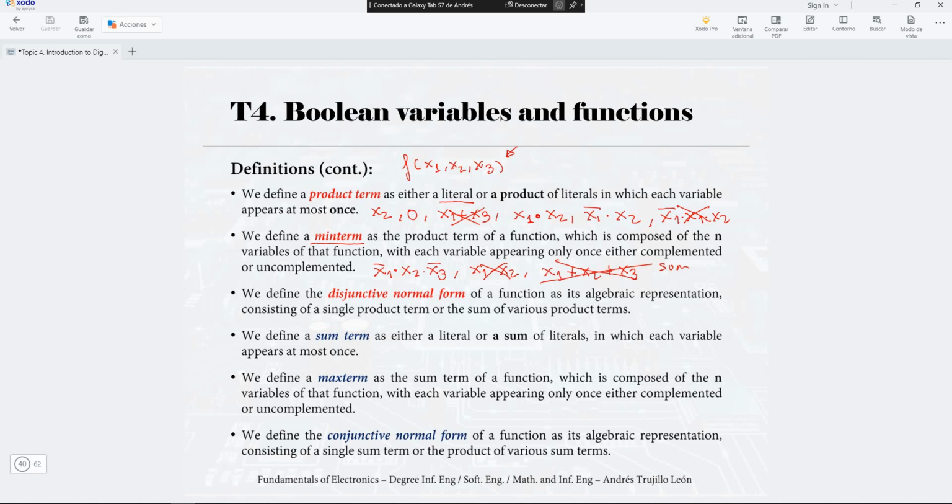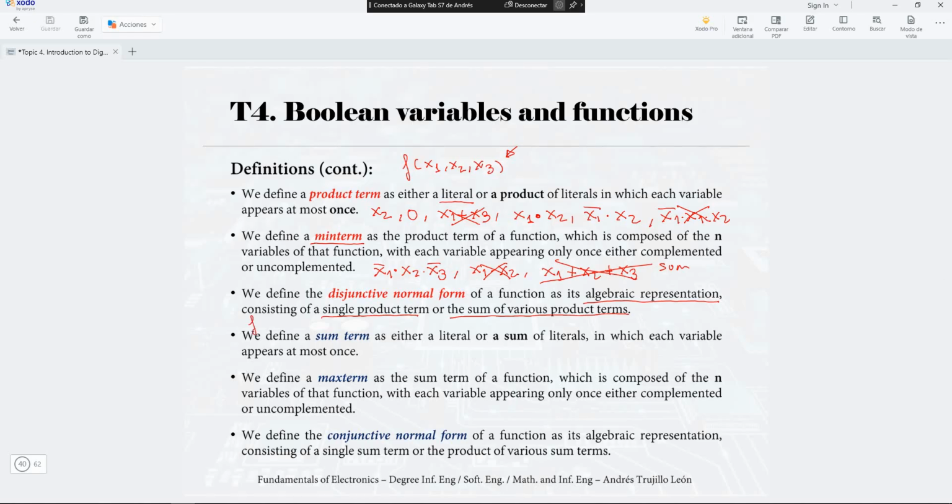So now we are going to define the disjunctive normal form. The disjunctive normal form is a way of representing a function. It's an algebraic representation of a function. So in the exam or in an exercise, you can find that you have to obtain the disjunctive normal form of a function. It consists in a single product term or the sum of various product terms. I'm going to give you some examples.